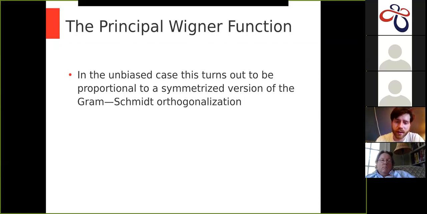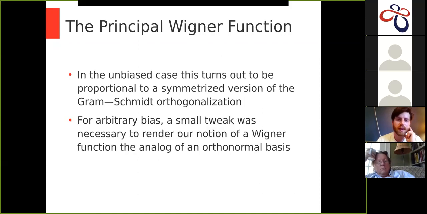In the unbiased case, that square root operator situation that I was talking about turns out to be actually proportional to something that's been studied before, a symmetrized version of the Gram-Schmidt orthogonalization procedure, which is very nice. I didn't bake it in, but it just happened that way. Or I guess with proper insights, maybe it should have been obvious, but it was nice to discover that the first thing I tried was something that has been tried many times in the past.